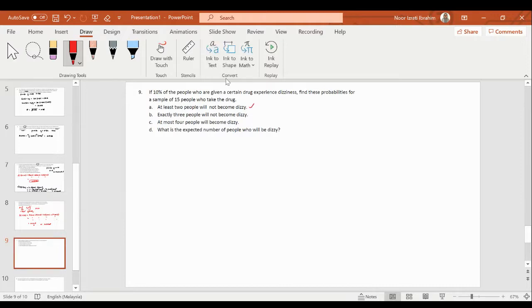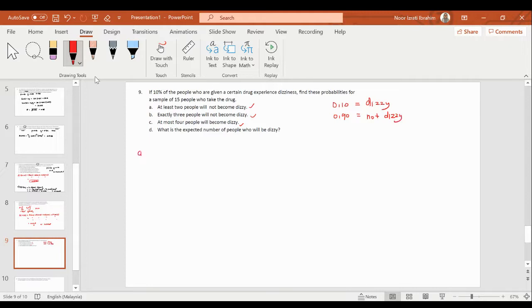So here, not become, and will become. So we have to use different P for A, B, and C. All right. So 10% dizzy. So I will write here 0.10 dizzy and 0.90 not dizzy. This is the probability of success.